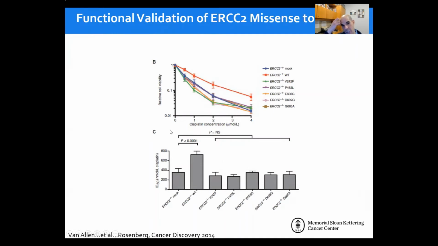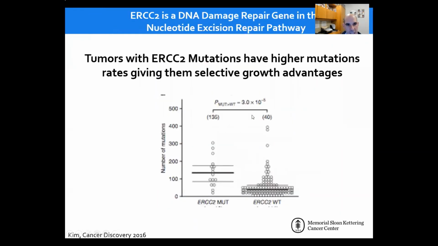In that publication, they did some in vitro experiments that basically showed functional validation with ERCC2 missense mutations, where they are more sensitive than the wild type cell line to cisplatin, especially at increasing concentrations of cisplatin. So that provided some functional validation.